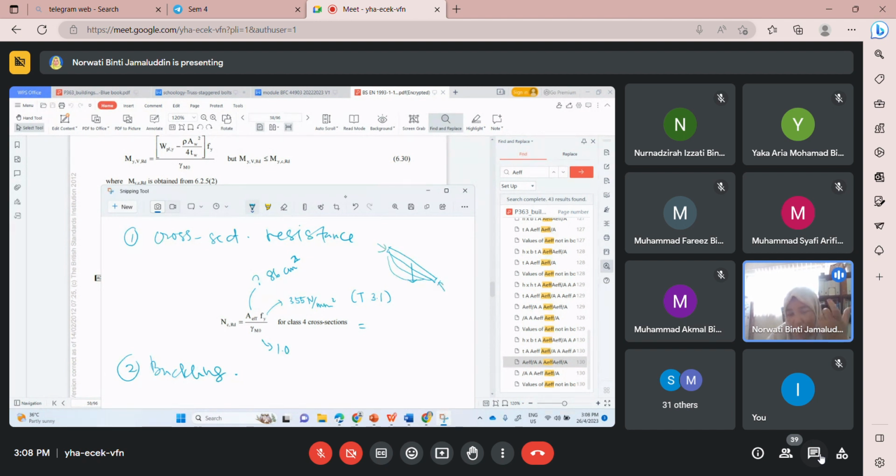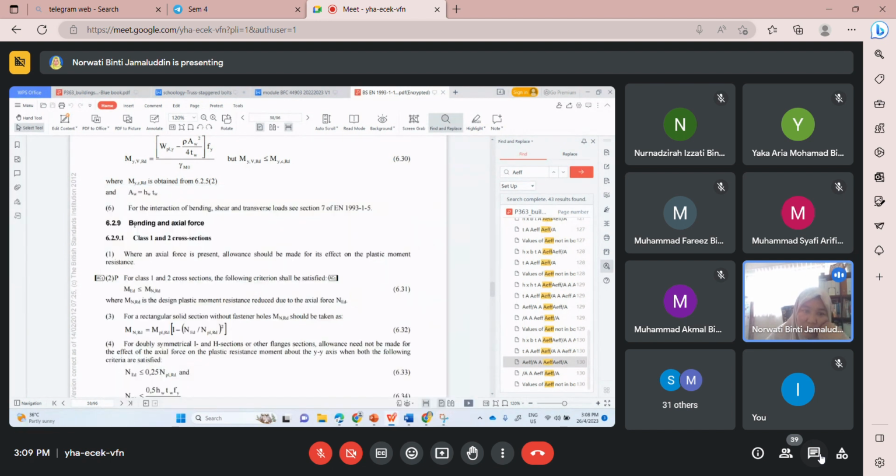And then for truss member, you have axial force and ED. So you need to consider this one. You need to consider cross-section resistance. You need to consider buckling. You also need to consider bending and axial force. Banyak tau. There's a lot.